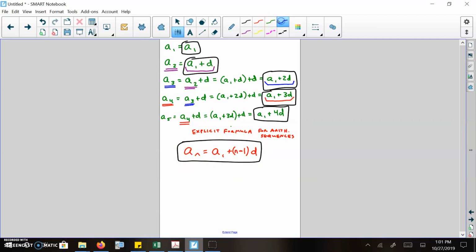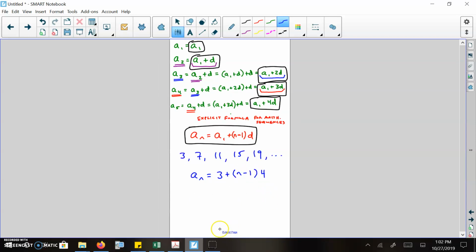So for example, let's say that we had something like 3, 7, 11, 15, 19, and so on and so forth. If we wanted to come up with an explicit formula for this, here's what it could look like. A sub n equals, what's the first term? My first term here is 3, plus n minus 1. And what's the common difference here? Each time we're adding how much? 4, 4, 4, 4. So my common difference here is 4.